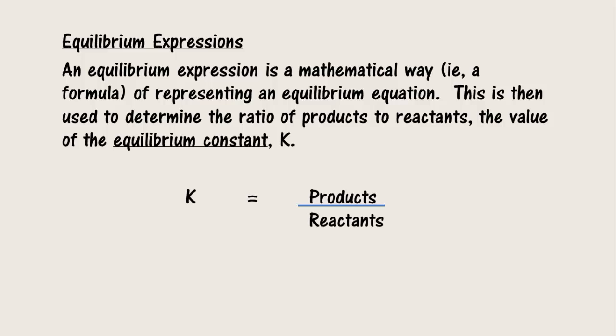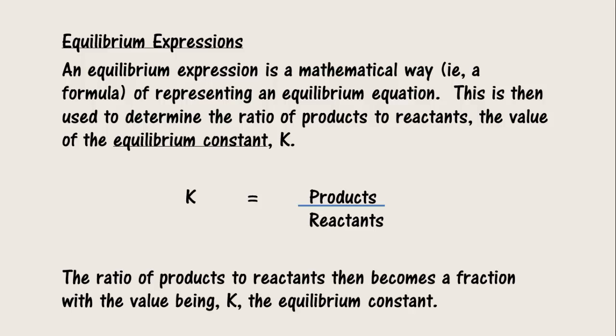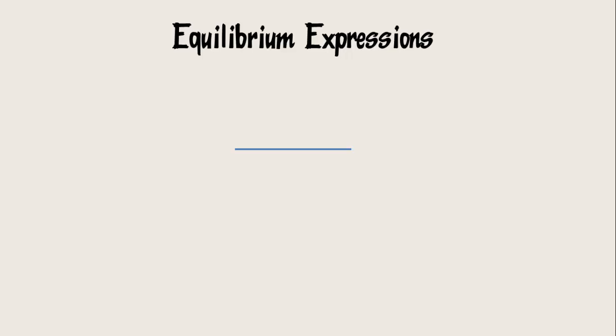The value of the equilibrium constant K is the ratio of products to reactants in the mixture. In other words, it's just the products divided by the reactants, shown here in this simplified form. The ratio of products to reactants then becomes a fraction, and the value of the fraction K is called the equilibrium constant. Right, how do we get our fraction? So what we need to do is write something called an equilibrium expression.